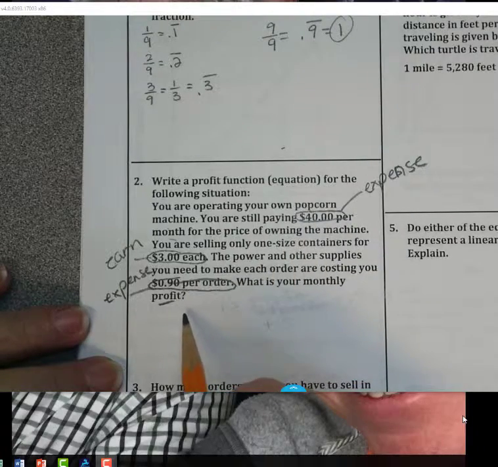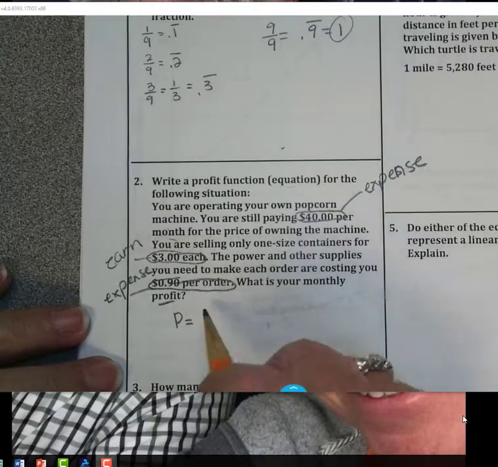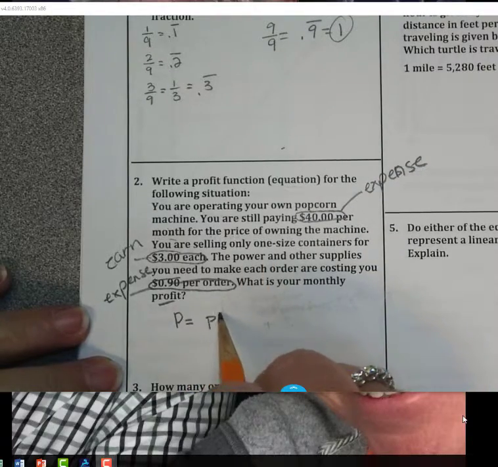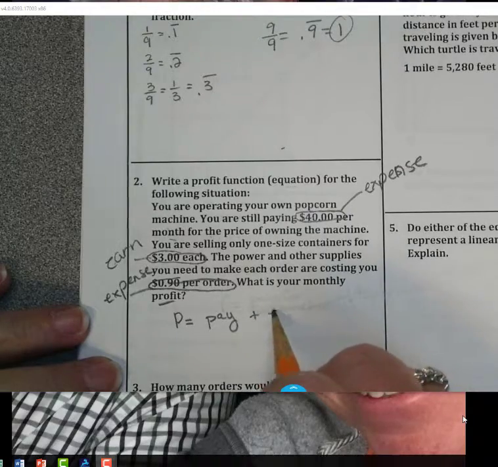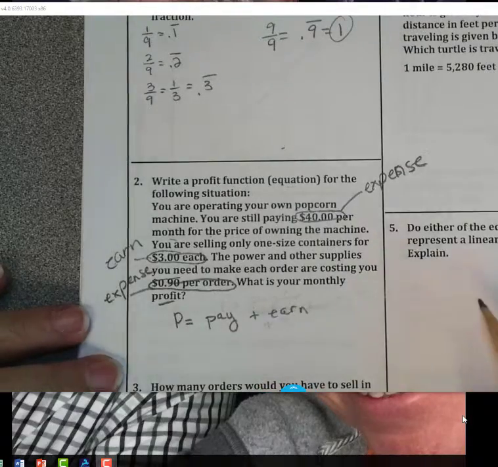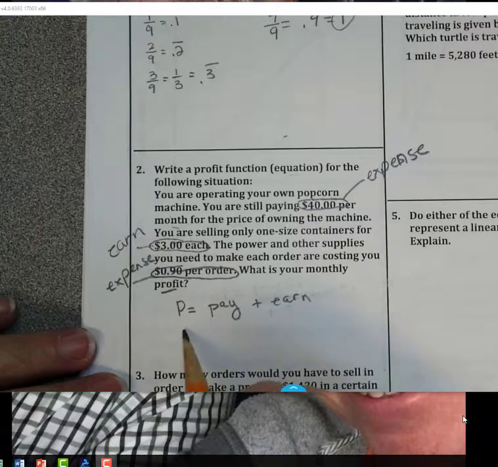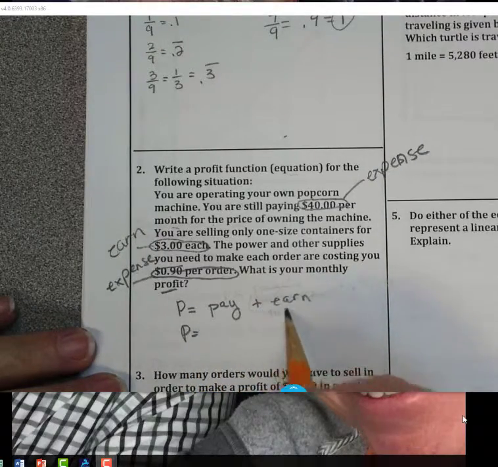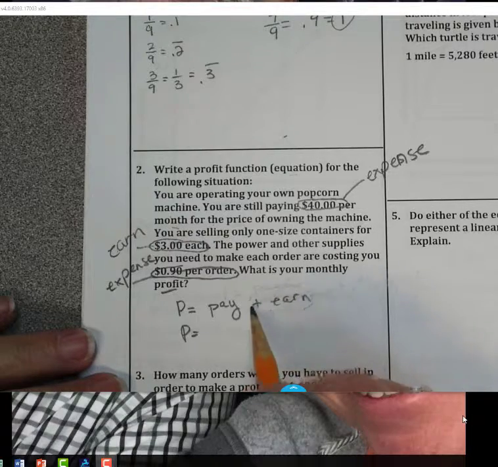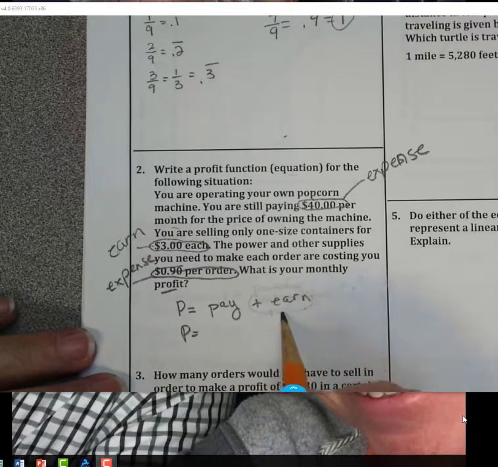So we're going to have profit is going to equal what you have to pay plus what you earn. Okay, well, what do you have to pay? And how are we going to represent that? If this is going to be a positive representation, right, because you're earning money, then this has to be negative because you have to pay it.